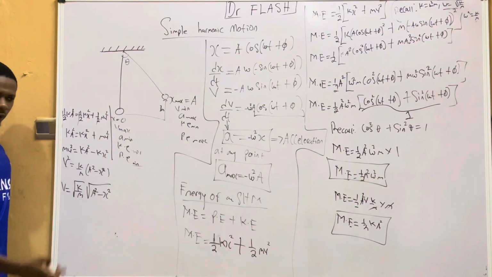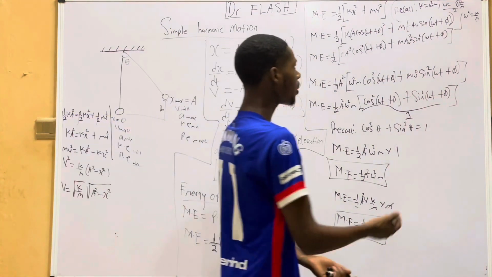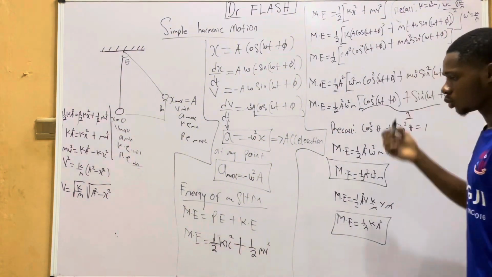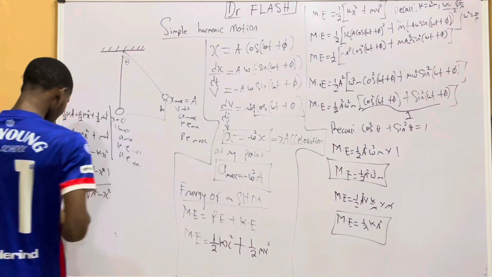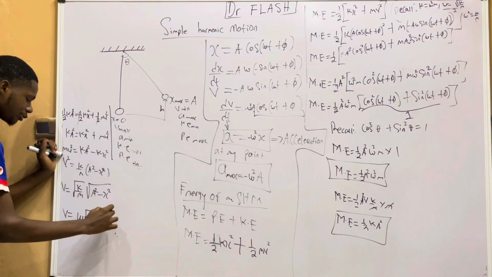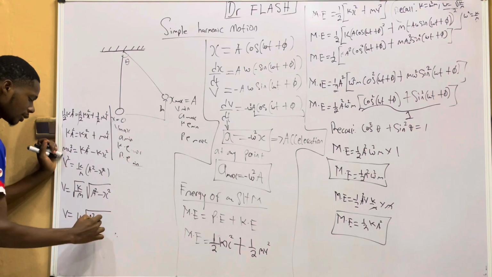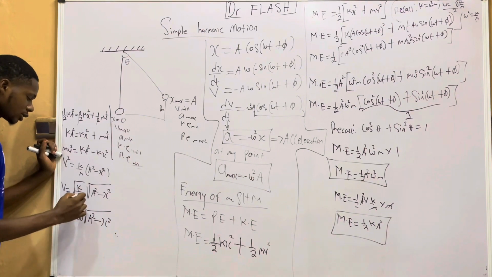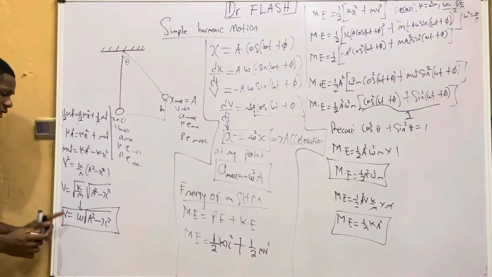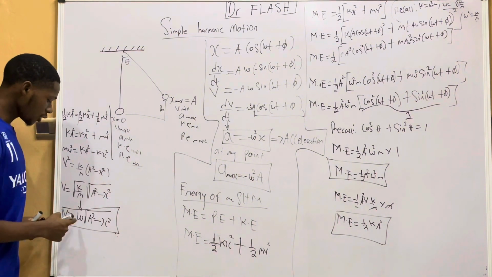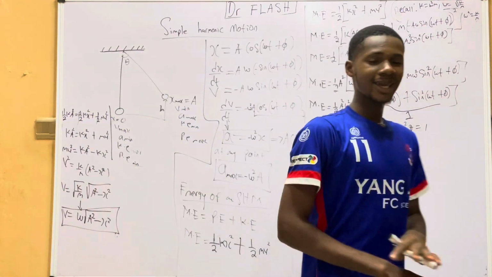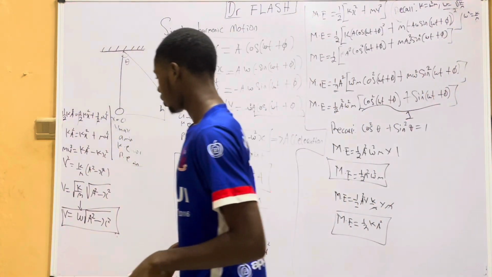Now this k over m is always occurring and it looks familiar. We notice that the square root of k over m equals w, which is the angular velocity. So I'm going to get v equals w times the square root of a squared minus x squared, because this square root of k over m equals w. Now, ladies and gentlemen, this is the equation for solving for the velocity of a body undergoing simple harmonic motion at any point in time of that motion.